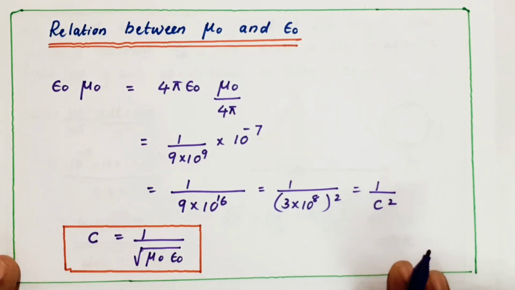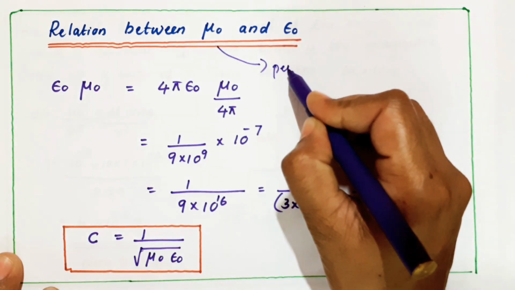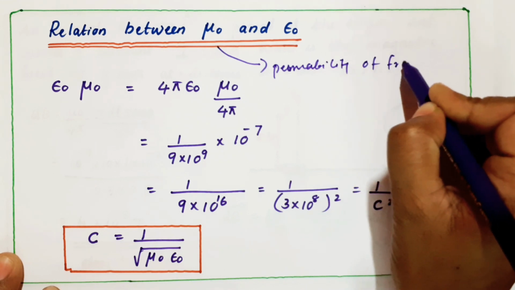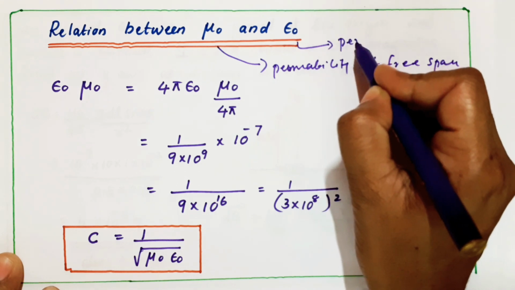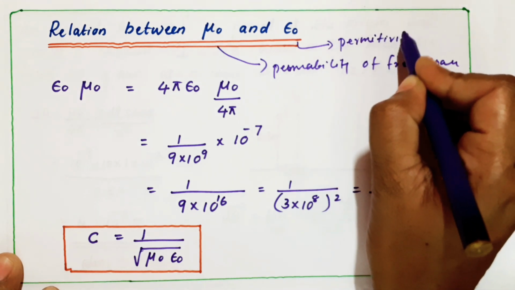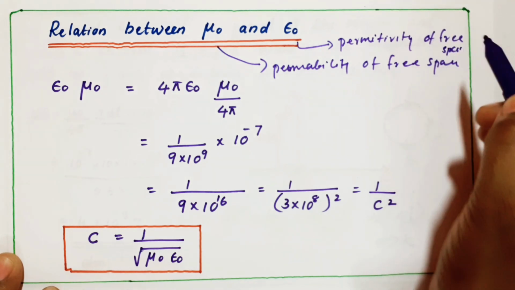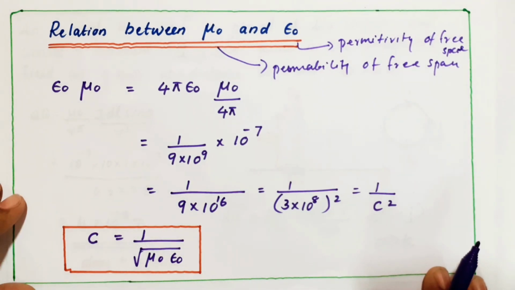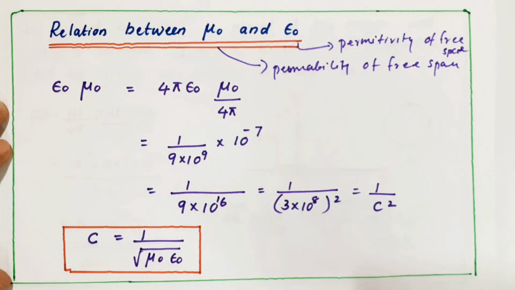Now, next, it's a very simple thing. We are writing a relation between mu naught and epsilon 0. Mu naught is called the permeability of free space, whereas epsilon 0 is called the permittivity of free space. Permittivity is nothing but the ability of the medium to allow electric field lines to pass through the medium.